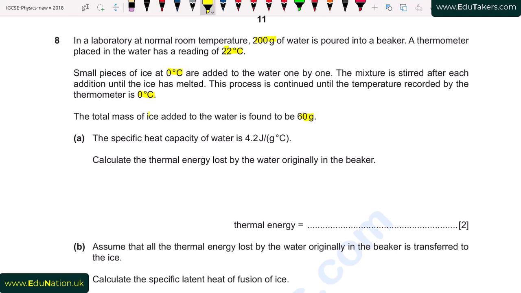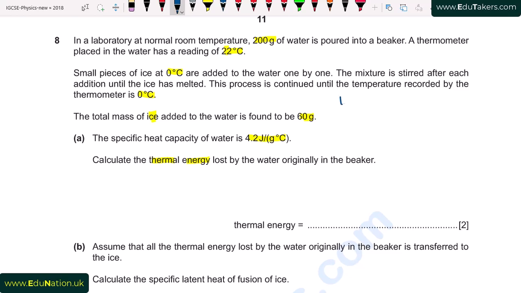So this is the mass of ice that we add in water. Part A. The specific heat capacity of water is 4.2 joule per gram per degree C. Calculate the thermal energy lost by the water originally in the beaker. Here we have to find out the amount of thermal energy lost. For that, the specific heat capacity of water is given.